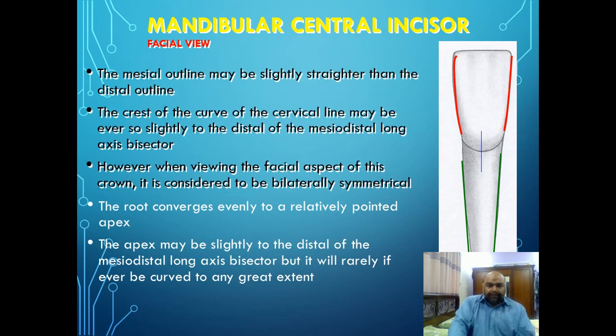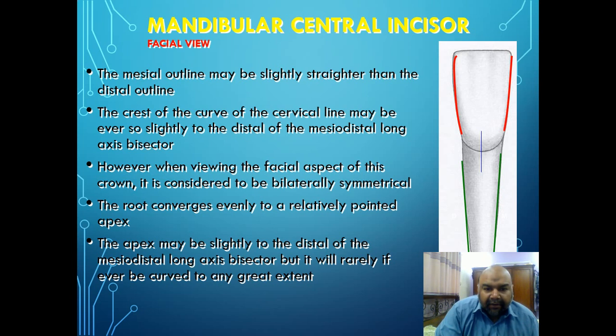Let's look at the lingual view. This is another view of the facial aspect. The mesial outline is quite a bit straighter as compared to the distal outline. The crest of curvature of the cervical line may be slightly distal to the mesiodistal line angle. So this is the cervical line, and I'll show you by the dark blue color. This is the crest of curvature. The line which is crossing is known as the crest of curvature, the most bulbous or most convex part of the cervical line, and it is slightly distal to the mesiodistal direction.